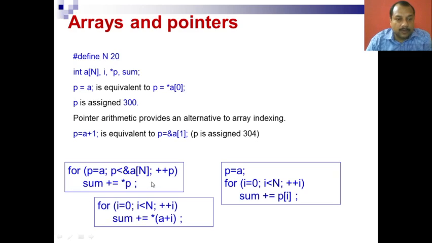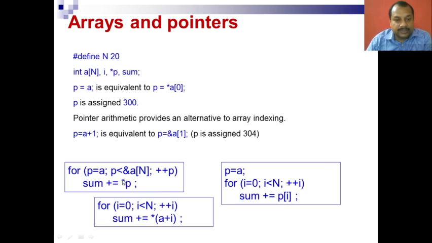Now here you see this for loop. First I am initializing p with the base address of array a, then I am incrementing p, plus plus p, and the condition is p less than &a[n], beyond the last element in the array. So instead of varying i from 0 to i less than n, i plus plus, I am doing this on the pointer, and then I am adding sum plus equals *p.